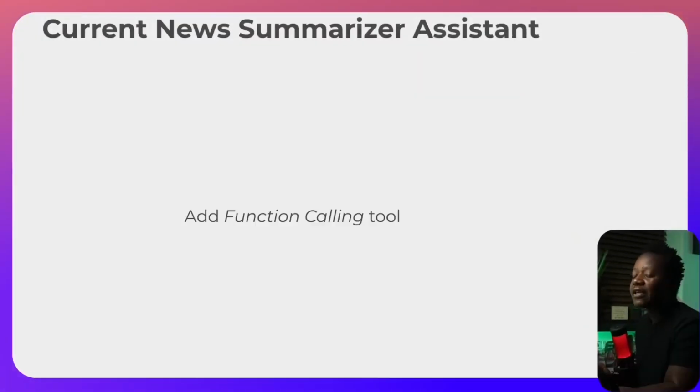Okay, so we're making real good progress here. So now what we'll do is create yet another very awesome application called the Current News Summarizer Assistant. So essentially it's going to be a news summarizer that will allow us to learn a few new things. What we're going to be using in this case is the function calling tool.